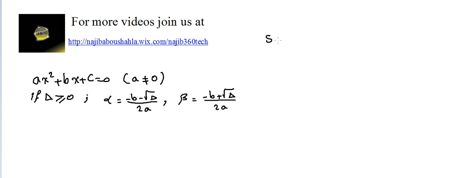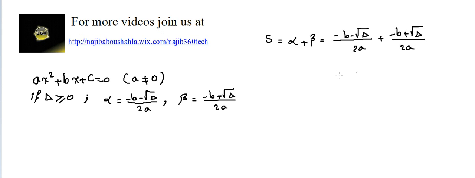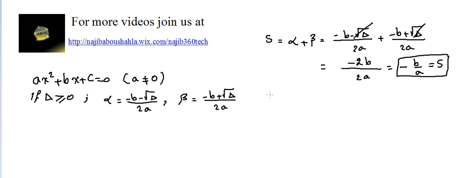Sum of the roots, we add them, it's alpha plus beta, so it is equal to minus b minus radical delta over 2a, this is alpha, plus beta, minus b plus radical delta over 2a. Since they have same denominator, we can add them. Minus radical delta plus radical delta is 0. Minus b and minus b, it's minus 2b, right, over 2a. So the answer will be minus b over a. And this is the sum of the roots of quadratic equation if the roots exist, if delta is greater or equal to 0. And what is the product?